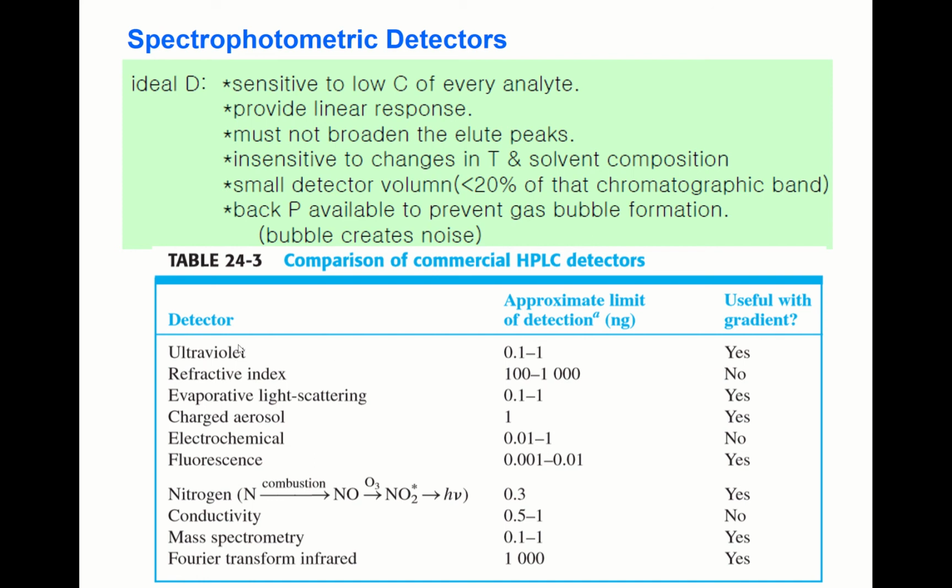Yes, and the refractive index detector, I will explain in detail shortly, but this kind of detector has a very poor detection limit. Evaporative light scattering, charged aerosol, electrochemical, fluorescence, nitrogen conductivity, mass spectrometry, and Fourier transform infrared detectors are also available. We'll see them in detail in the next lecture. Okay, let's stop here.